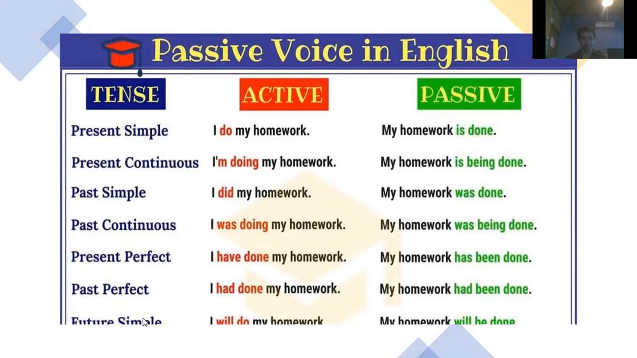Future simple. Active voice: I will do my homework. I will do my homework. Okay. And then passive voice, future simple: My homework will be done.